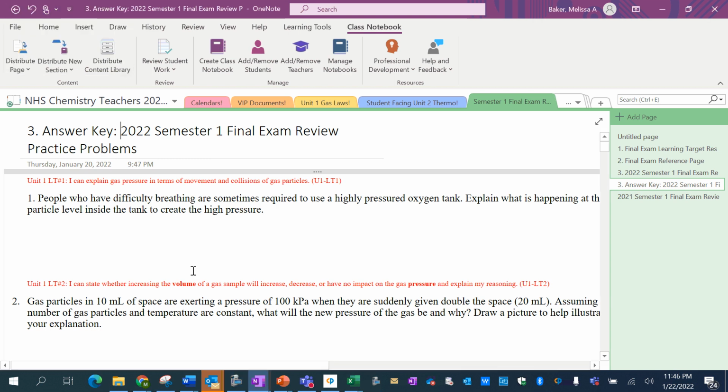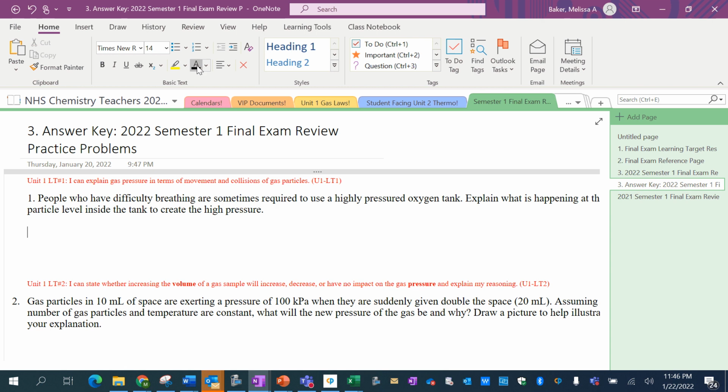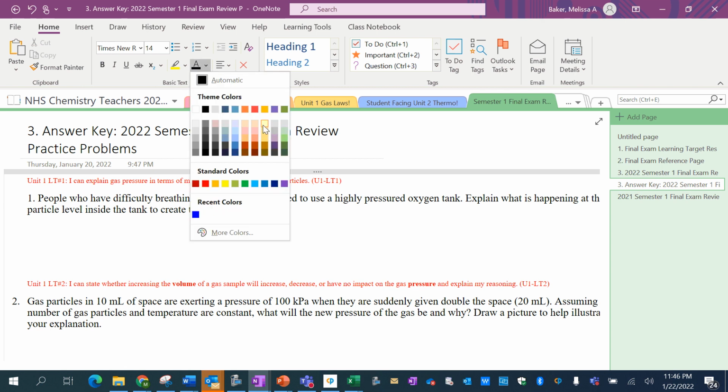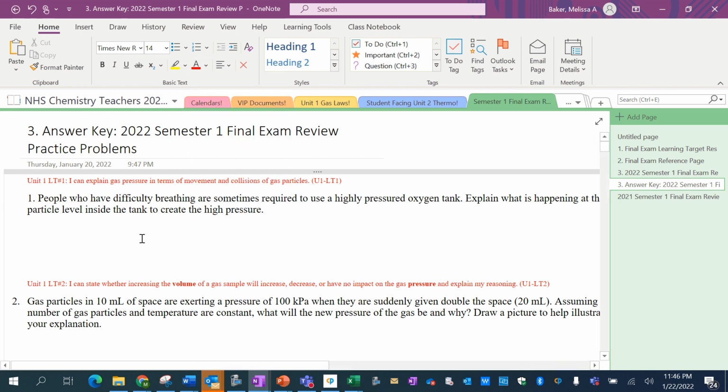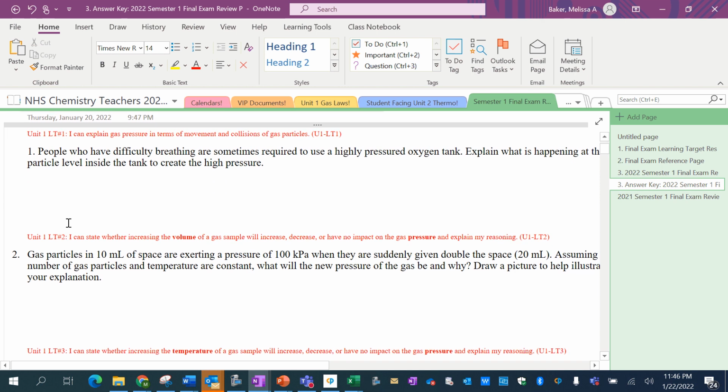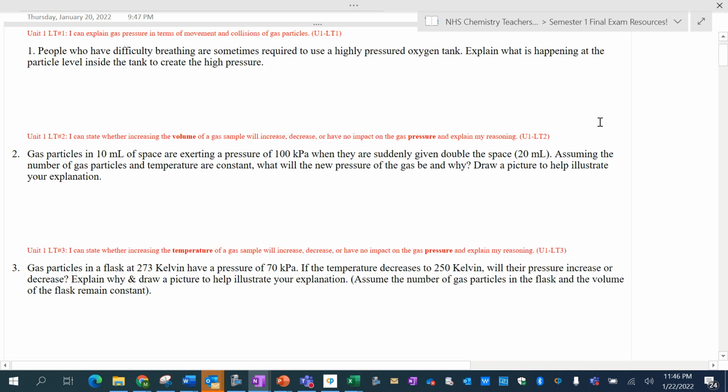All right, let's go through the semester one final exam review. So the first question is, can you explain gas pressure in terms of movement and the collision of gas particles? The specific question is, people who have difficulty breathing are sometimes required to use a highly pressurized oxygen tank. Explain what's happening at the particle level inside the tank to create the high pressure.